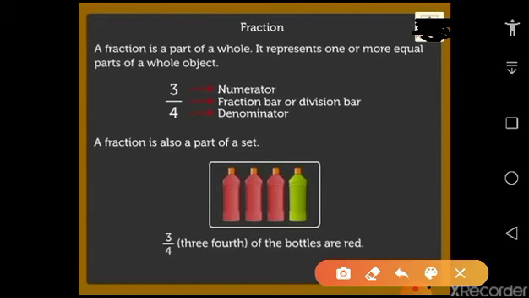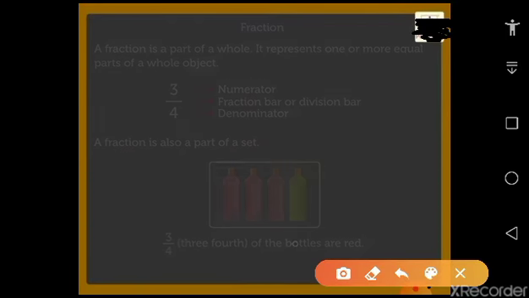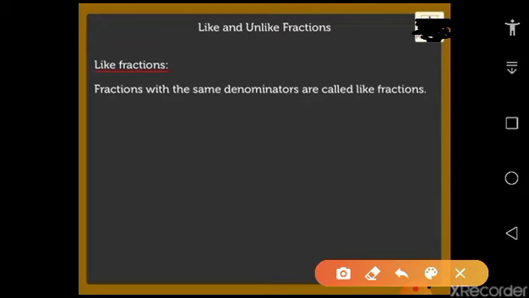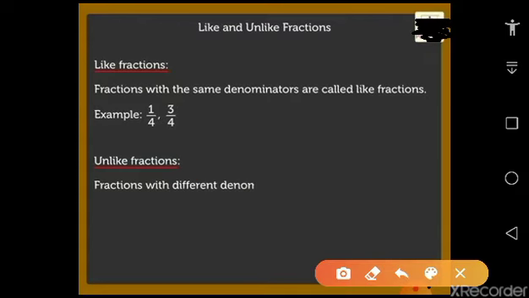When 2 or more fractions are given, depending on the value of their denominators, they can be termed as like or unlike fractions. Like fractions. Fractions with the same denominators are called like fractions. For example, 1/4, 3/4, etc. Unlike fractions. Fractions with different denominators are called unlike fractions. For example, 5/8, 5/3, 2/7, etc.